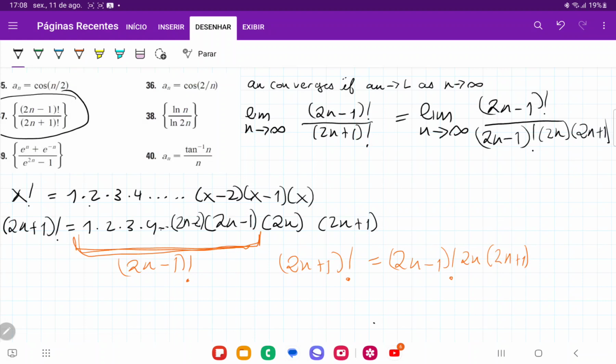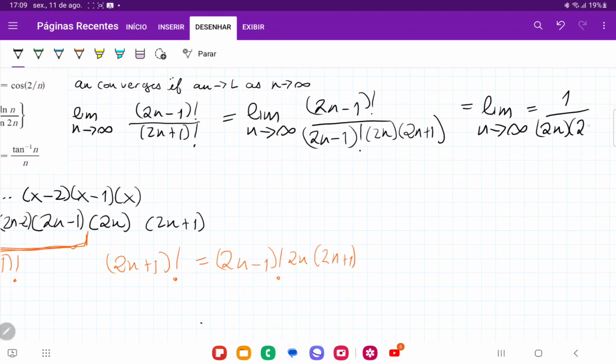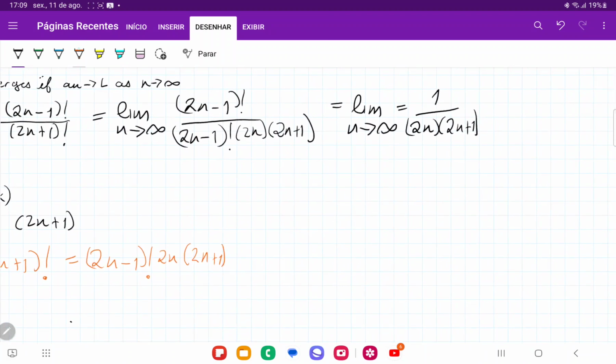So once we're here, we can see that these cancel out, right? And so let me just improve my handwriting a little bit. These cancel out, so that is the limit as n approaches infinity of 1 over 2n times (2n plus 1). Okay. So that's my new limit, because all I did was cancel out these two. And so when I have this, let's think about what is going to happen. I'm going to expand the thing on the bottom. So that is the limit as n approaches infinity of 1 over 4n squared plus 2n.